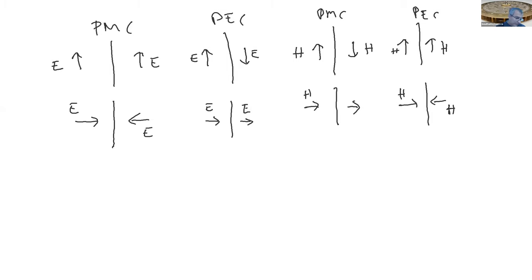Then the question will be, is it possible to have a certain boundary where you have E and H, for example, if this is the direction, and the image will be exactly the same, E and H. And also, if E and H are like this, the image will also be in the same direction. So that kind of boundary is another kind of boundary, not PMC or PEC. We will call it image.